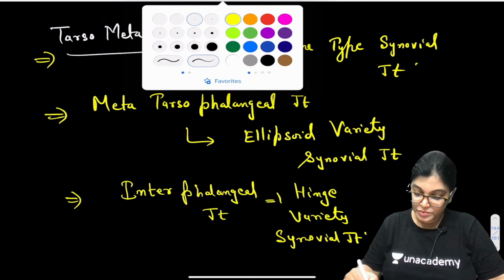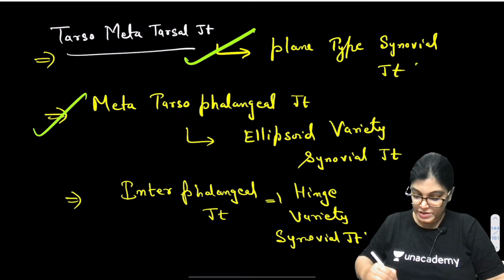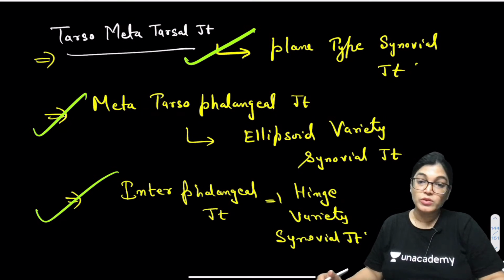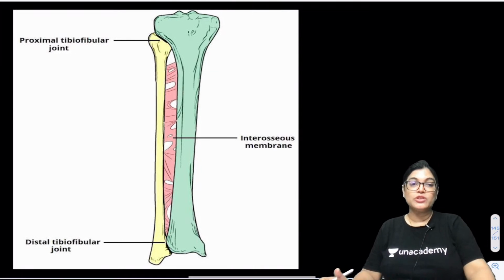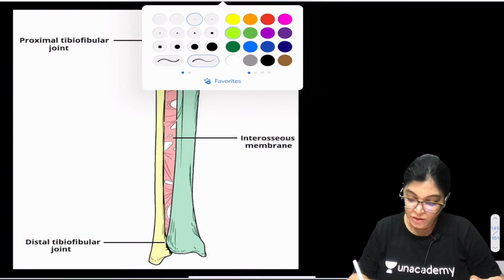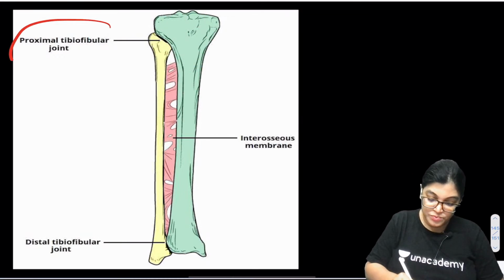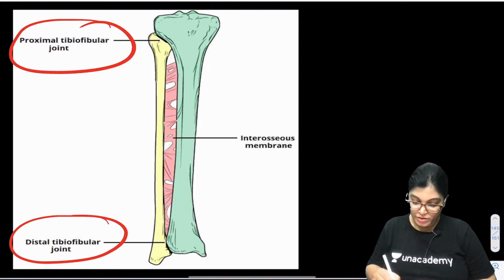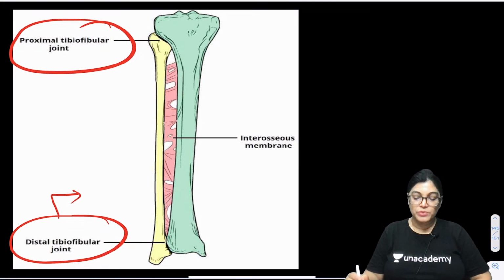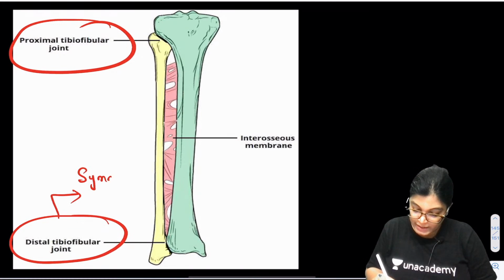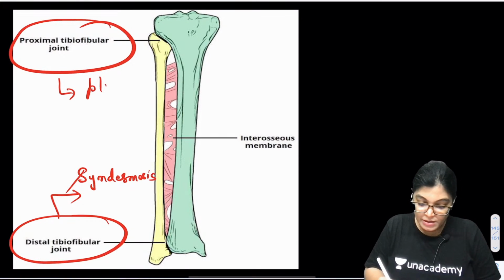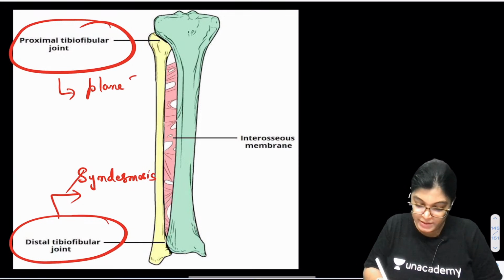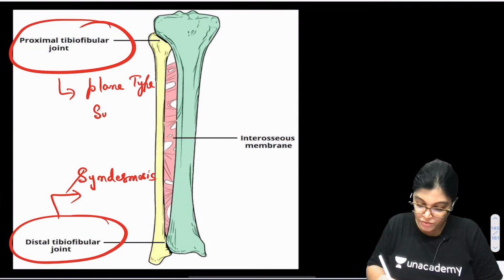So, done. All of you just remember these varieties, which are always asked as MCQs in your NEET PG examination. Now, thereafter I also want to show you the articulation between the tibia and the fibula bone. There is a proximal articulation and a distal articulation. The distal articulation between tibia and fibula is an example of syndesmosis. The proximal one is an example of the plain type of synovial joint.